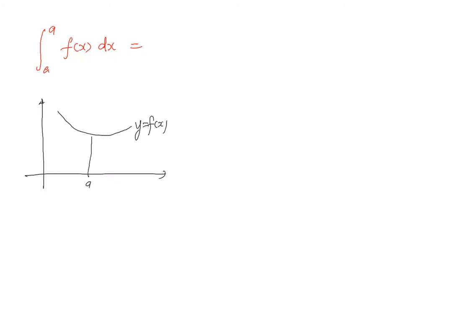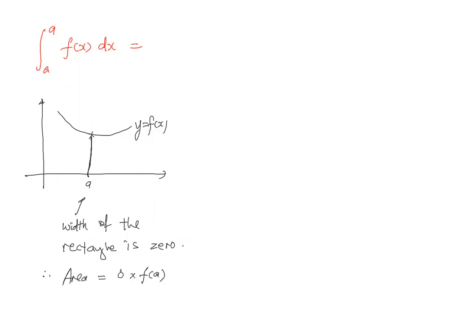From A, go to A. So what is the area? It's a one-dimensional thing. Is there an area? From here, I know that the width of the rectangle is 0. So therefore, the area will be: the width is 0, the height is f(a). So what do we get?